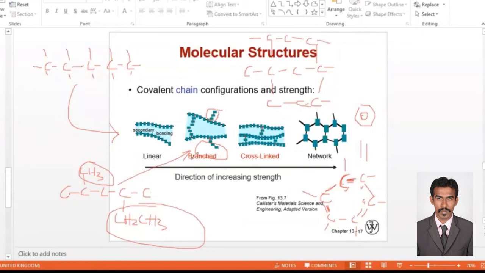Compared to branched and cross-linked, the network is the maximum strength. This is the reason: there are double bonds. If necessary, they can be broken, but usually they will not be broken. So that's why strength is high for these types of molecules.